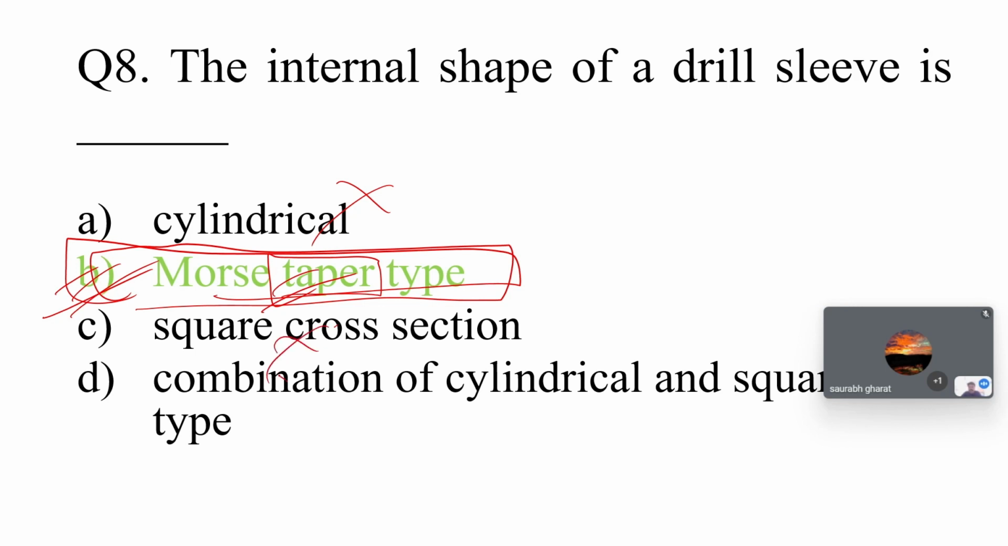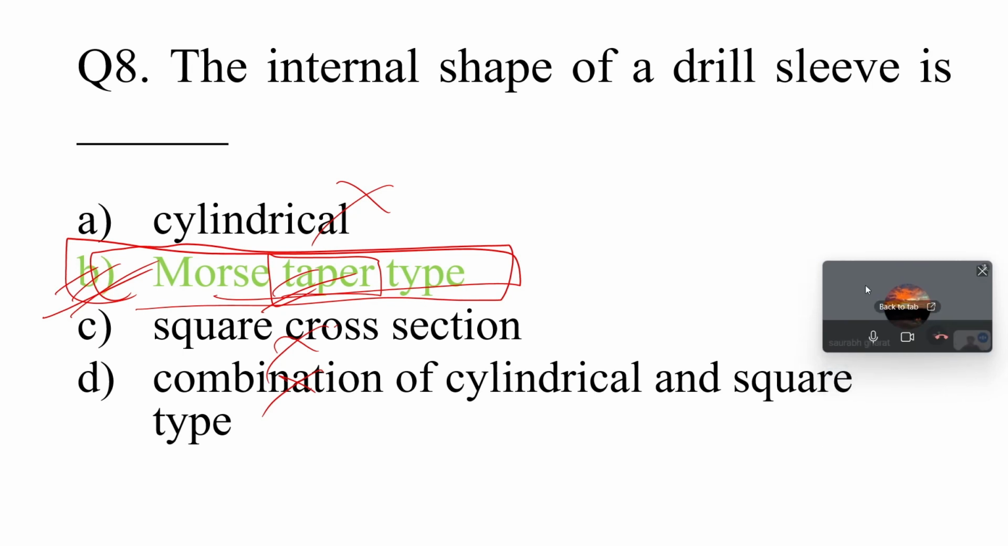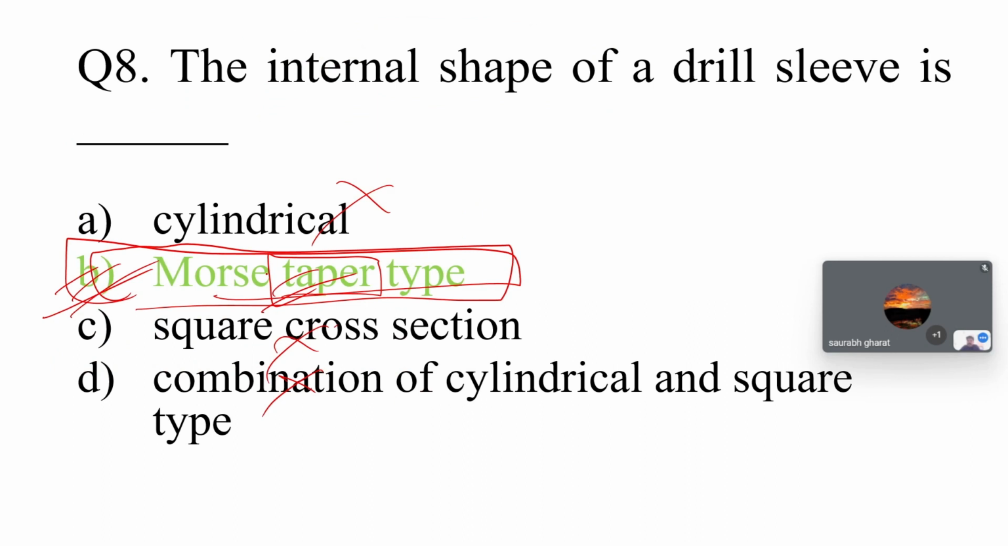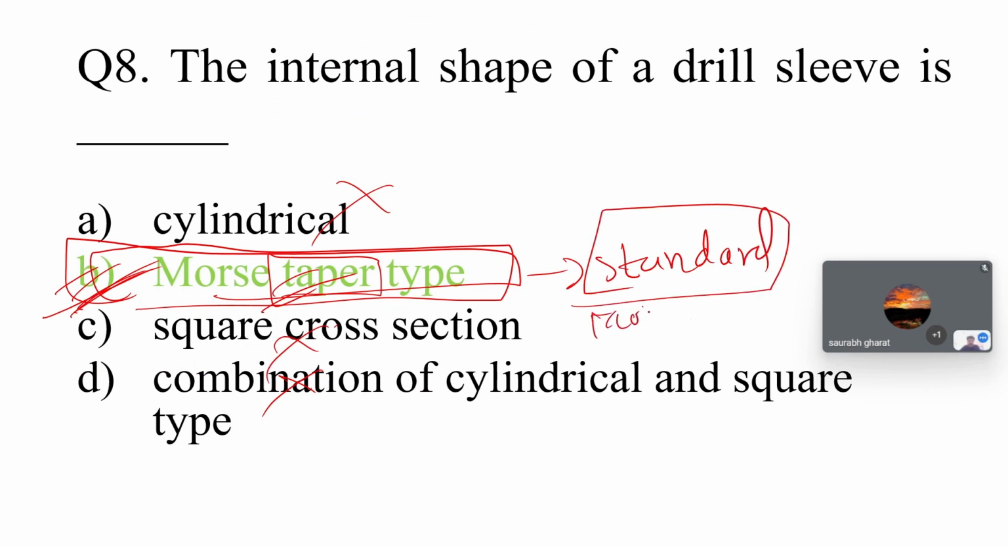Square cross section, combination of cylindrical and square type is again wrong. So they are actually asking for a shape. Here they are asking how the mechanism is transmitting, and there they are asking the shape. So here itself they are showing the taper part. So the taper part is the only correct answer, and it is the standard answer. Okay, it is widely used and it is the standard answer. Okay, it is mostly used. So Morse taper is the only correct answer for internal drill sleeves.